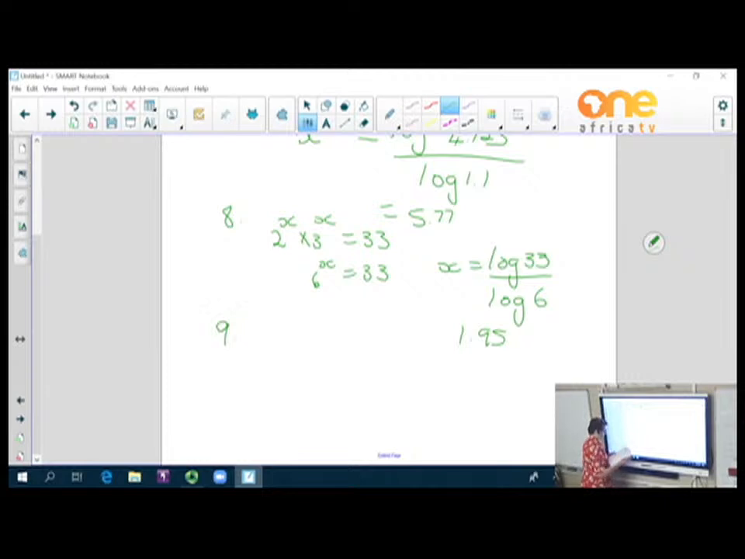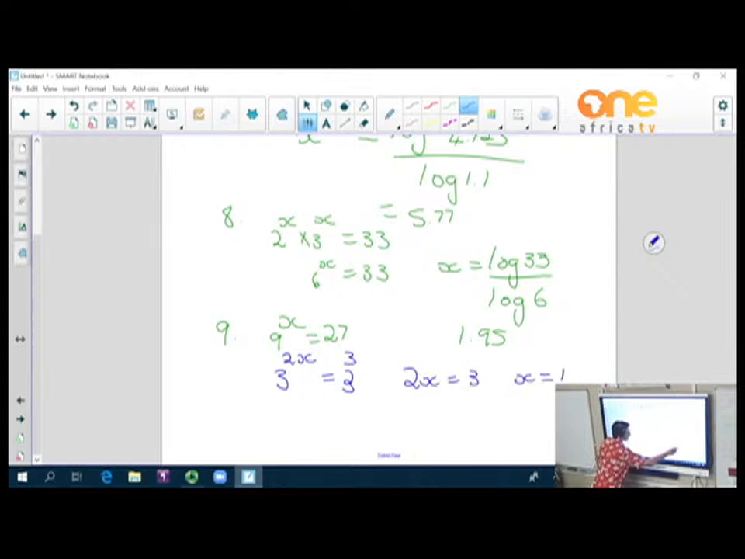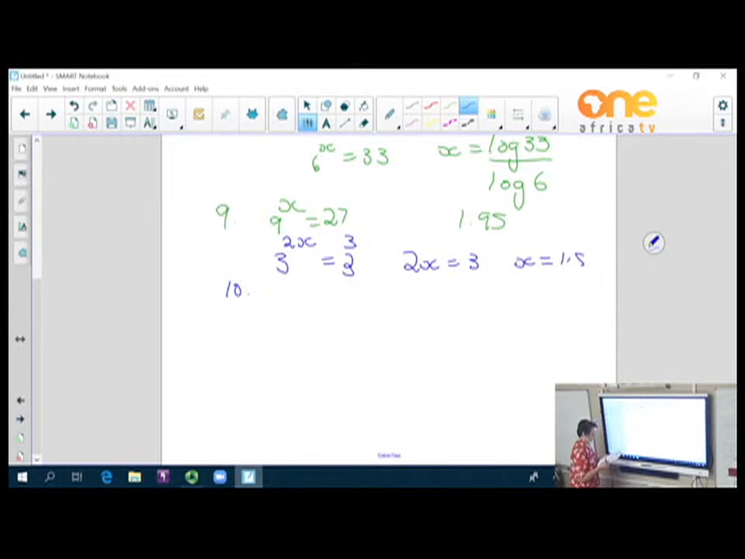Question 9. 9 to the power of x is 27. Here they say you have to do it without the calculators. So now we're going to change them to the same base again. And 9 is 3 to the power of 2, and 27 is 3 to the power of 3. My bases are the same, so I just solve my indices. 2x is equal to 3, which makes x equal to 1.5. That's how we do it without a calculator. But we cannot always do it.